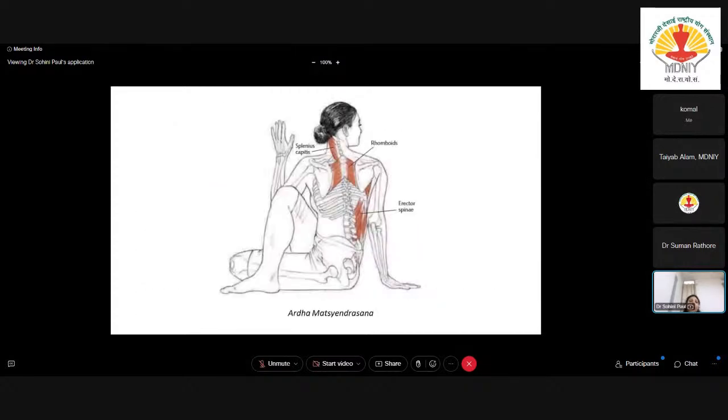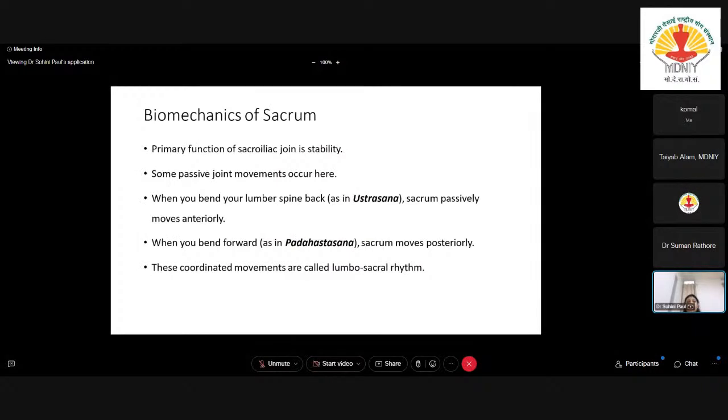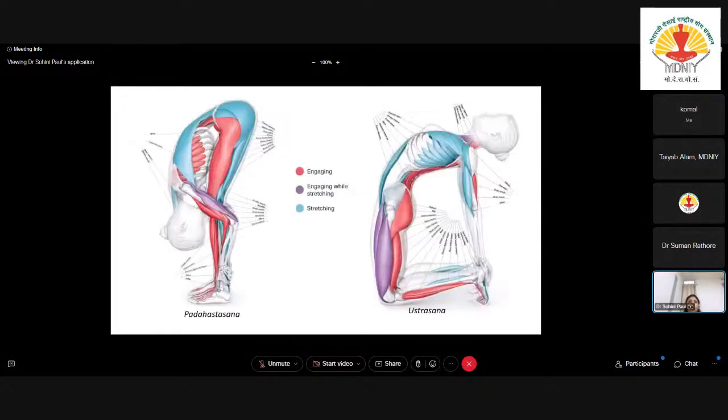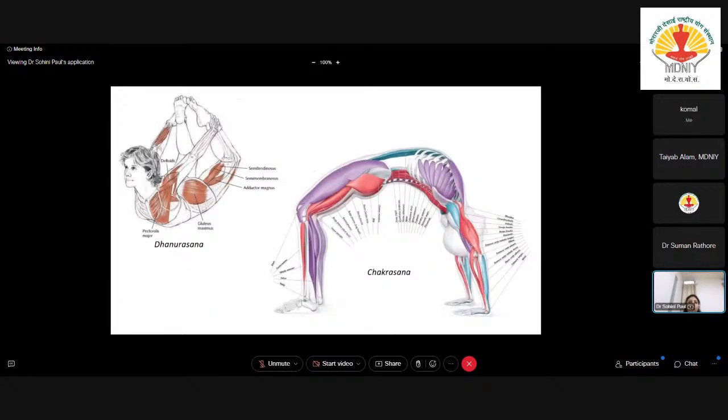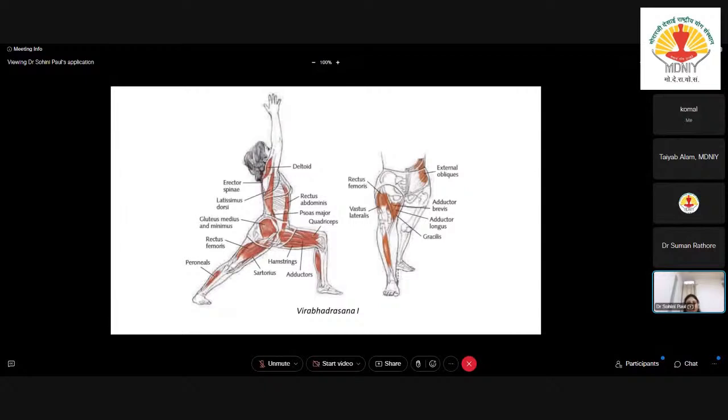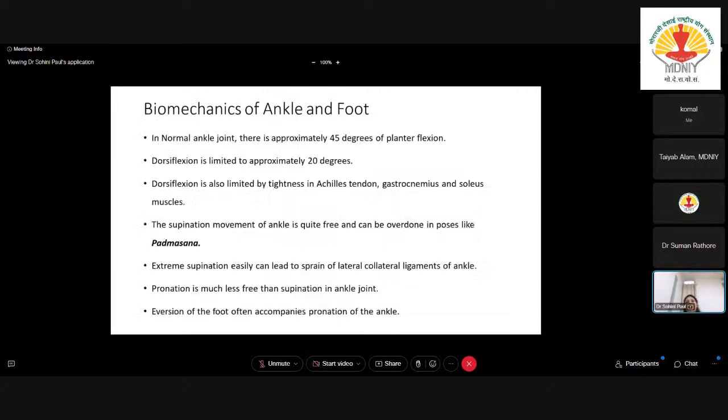So all this biomechanics is required for understanding, a requirement for having knowledge of your postures. Also, the biomechanics of the sacrum is required, and then these asanas for that. So this part I will not go into in that much detail. I'll just skip this part, because when you talk about biomechanics of the ankle or foot, it is very important. So maybe I'll just tell you one or two things.